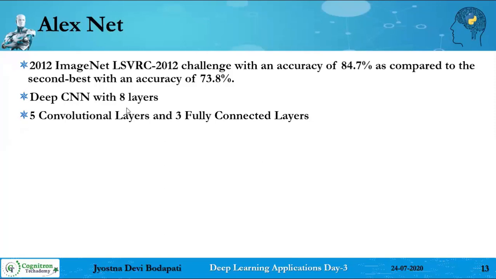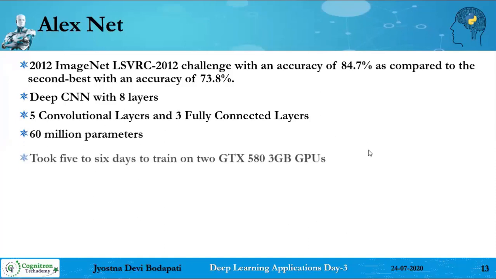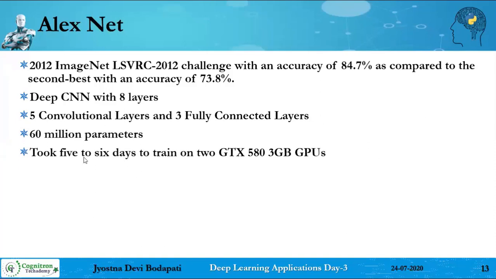And this AlexNet has 8 layers: 5 convolution layers and 3 fully connected layers, with 60 million parameters. Of course, the model was trained, and you can't even imagine, it was trained for 5 to 6 days with 3 GB GPUs. At that time they were powerful GPUs. On those GPUs itself, it was trained for 5 to 6 days. And of course, the later networks have taken much more time because they are much deeper.